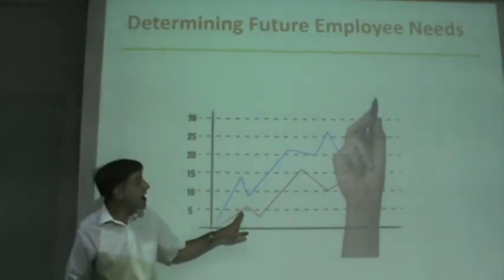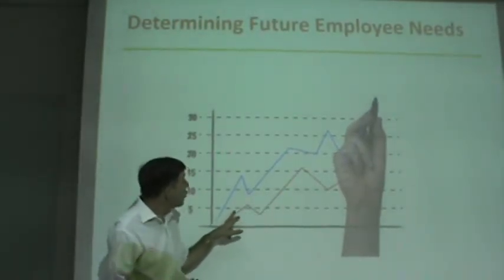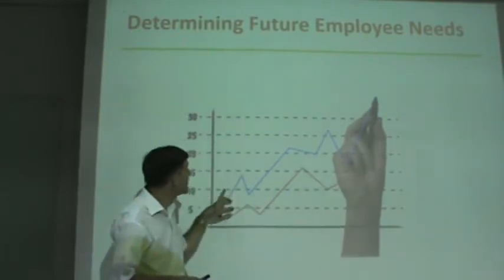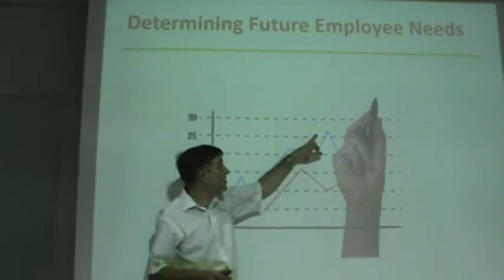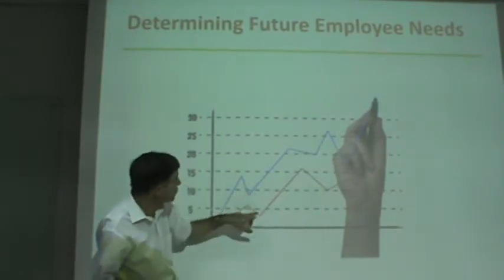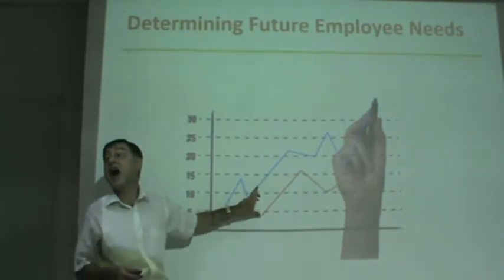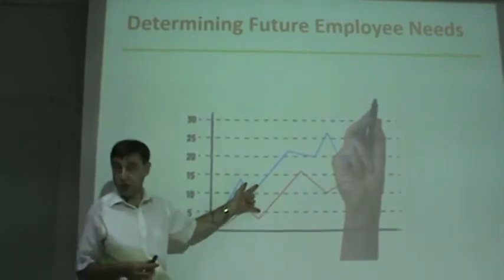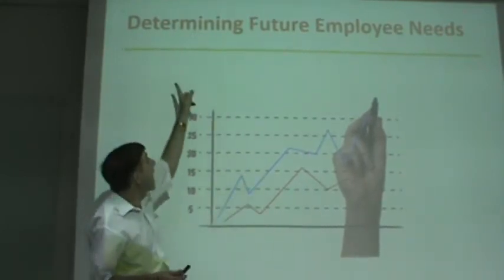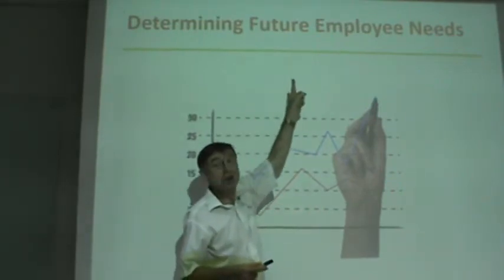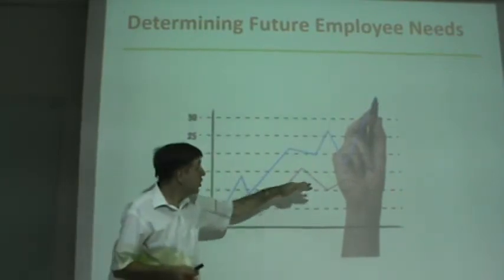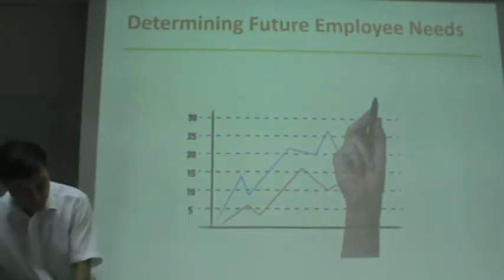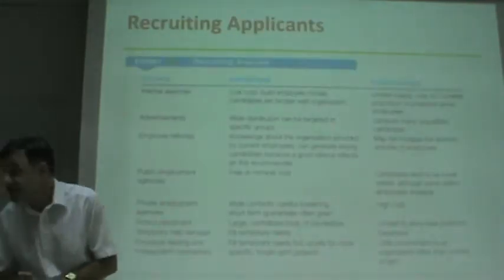Okay, this is the graph of what you currently have available, and these are your needs. This difference between what you have and what you need is called understaffing, and this represents your new recruitment. So this is how you determine future employee needs: what you need, what you have, and how much you have to hire. Okay, let's do this.